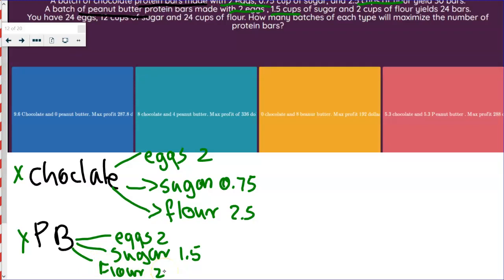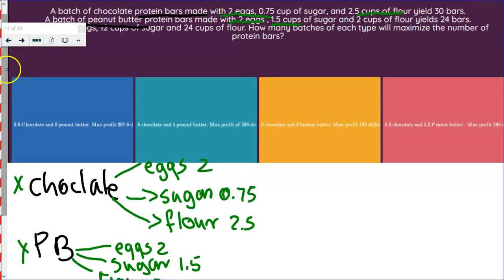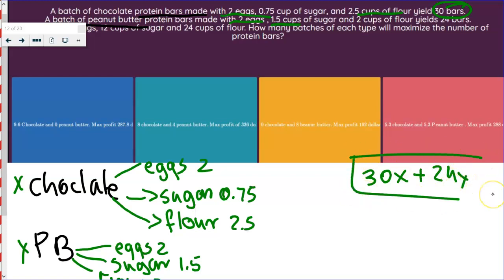Okay. Now, overall it says that a batch of chocolate protein bars made with 2 eggs, 0.75 cups of sugar, and 2.5 cups of flour yields 30 bars. So altogether I got 30 chocolate protein bars, so that's my x. And then a batch of peanut butter protein bars made with 2 eggs, 1.5 cups of sugar, and 2 cups of flour yields 24 bars. So that's 24 bars of peanut butter. That is my profit equation, okay?